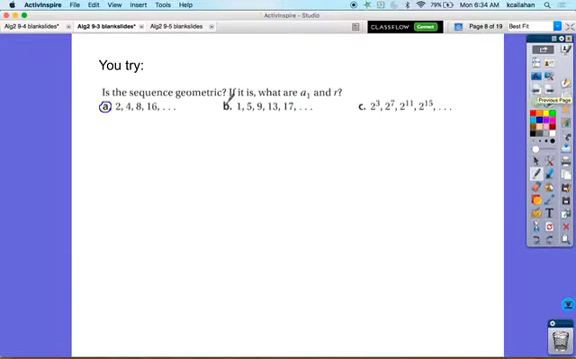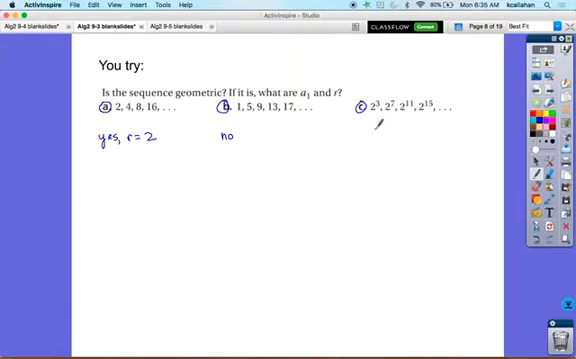You try. So hit pause when you're done. Hit play. Let's see. Does it look like you keep multiplying by the same number? Yes. So yes, this is geometric. R equals 2. Does this one look like you keep multiplying by the same number to get to the next term? No, it looks like you keep adding the same number to get to the next term. So you're going to say no.